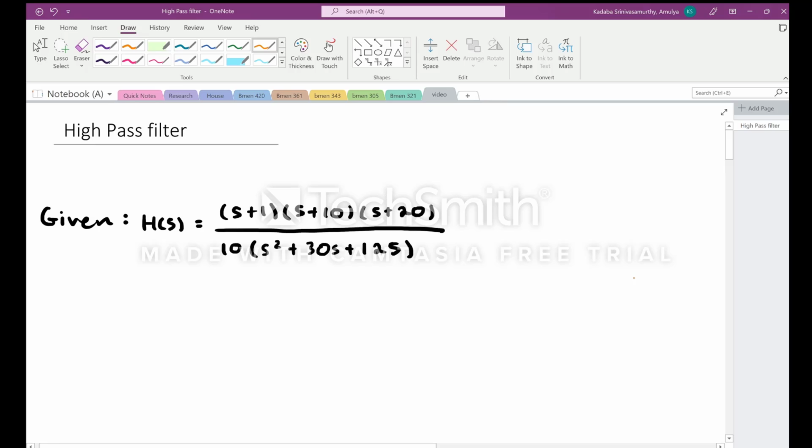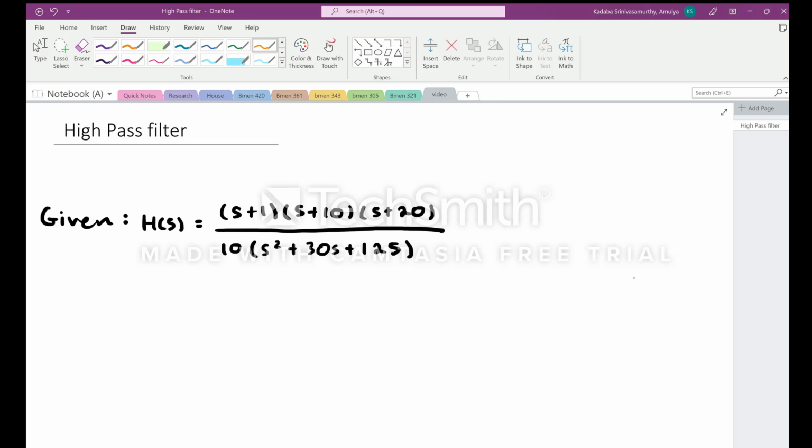In this video, I will be explaining how to plot a Bode plot for a high-pass filter. Given the transfer function above, we are asked to plot the magnitude and phase. First, we would have to simplify the transfer function and put the equation into standard form.